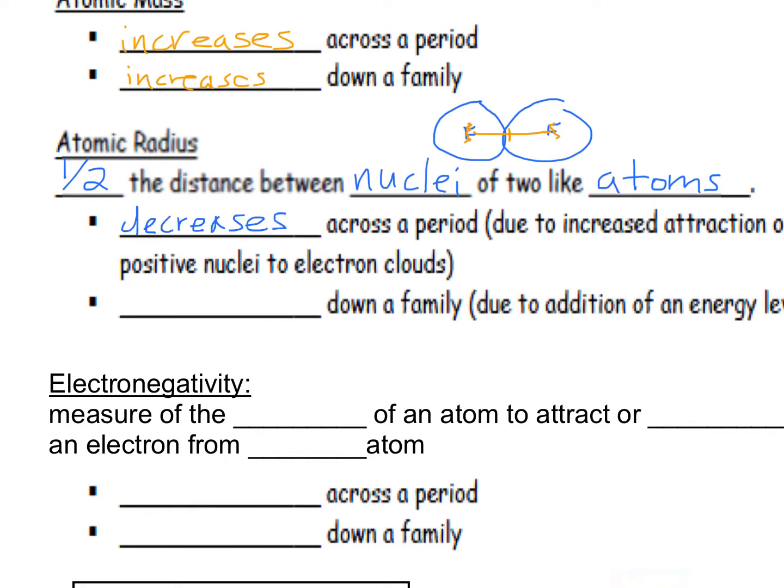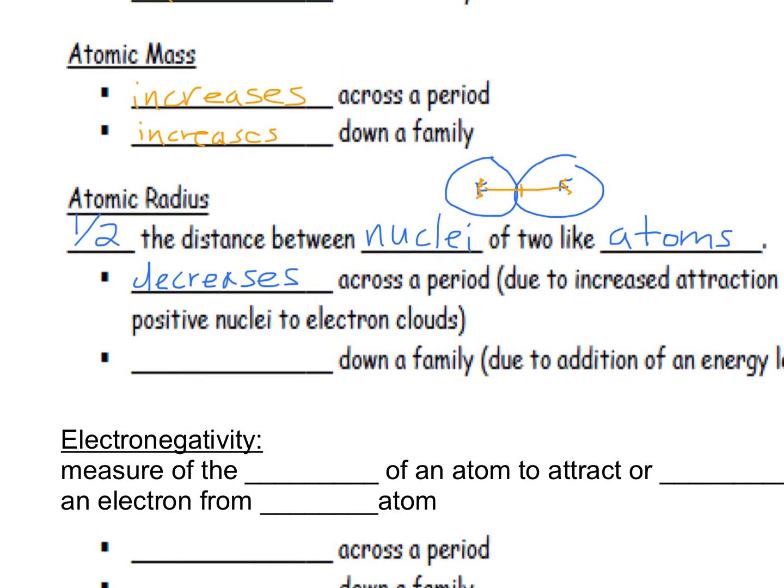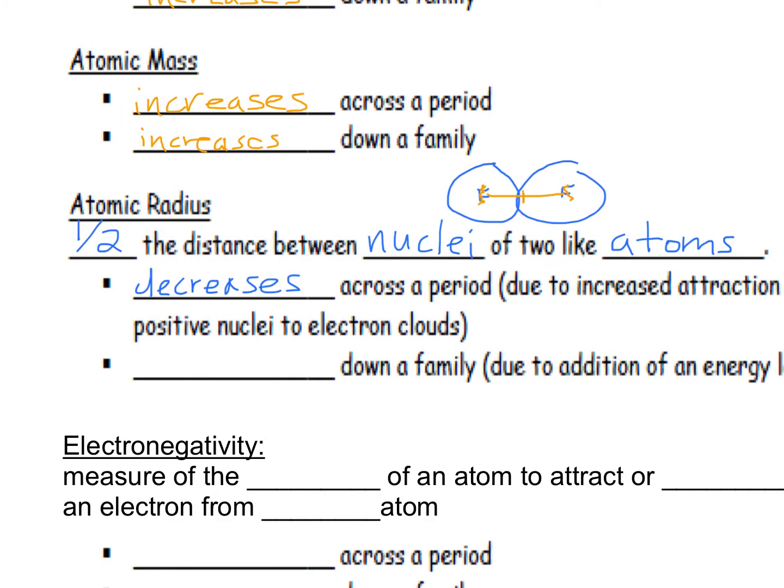Now when we first look at this it seems strange. We just said that our mass increases going across a period, but our radius decreases. That is because our mass is based off of our nucleus. Okay, this entirely comes from our nucleus, which is the really tiny, tiny, tiny small thing in the middle of the atom. The nucleus has no effect on the radius. My radius comes from my electron cloud. So these are independent of one another.